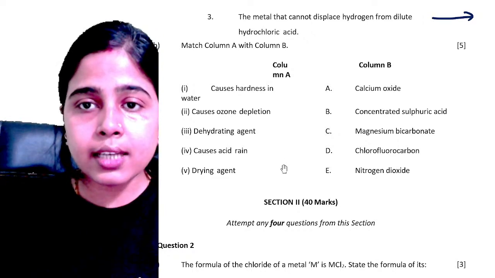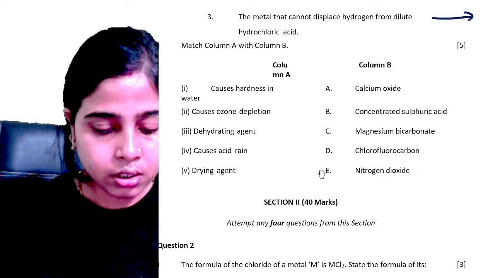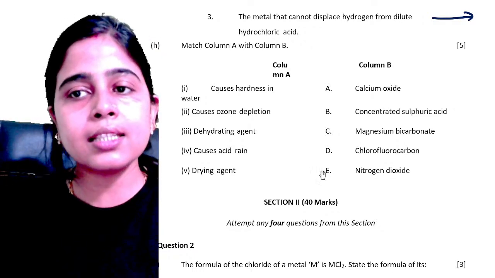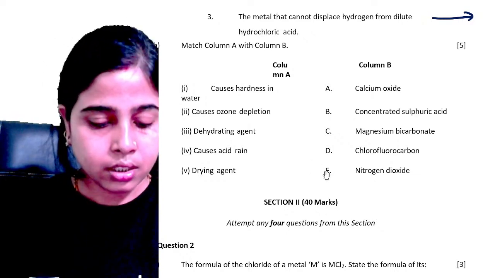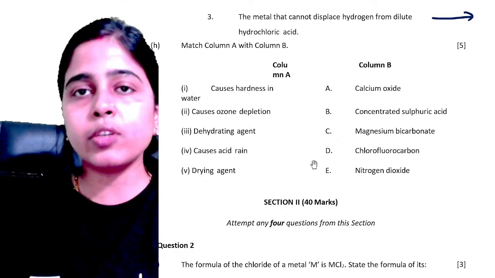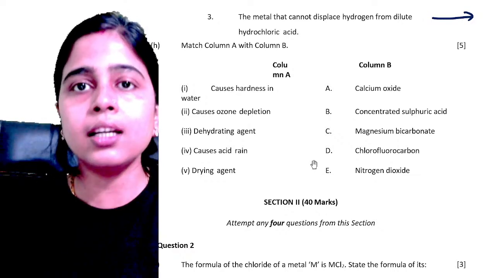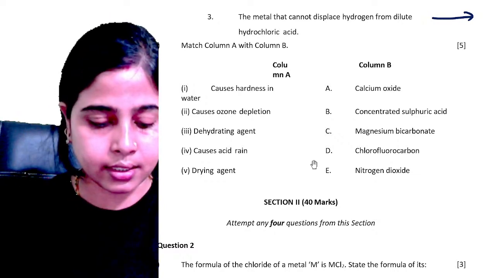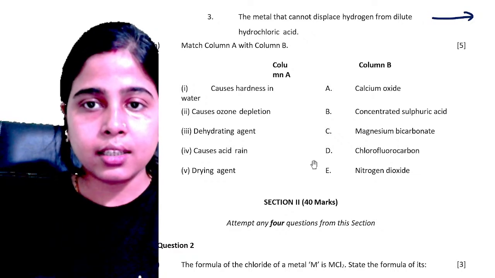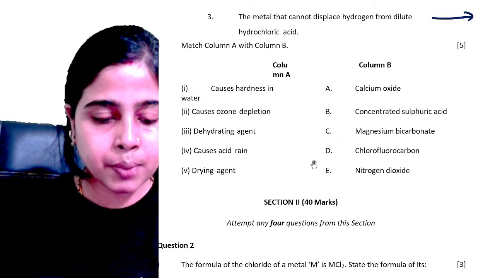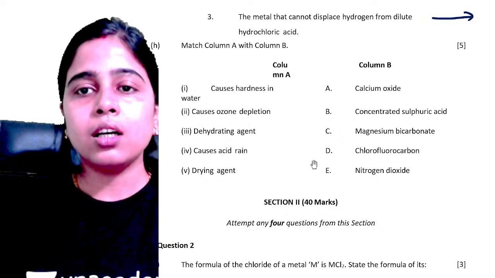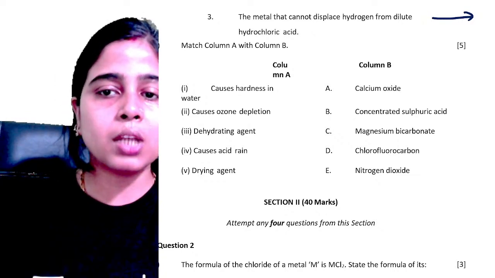Okay. Causes acid rain. This is E, no? Which of the following will cause your acid rain? This is nitrogen dioxide, no? Yes, HNO3 is not there, Harsh. So it has to be nitrogen dioxide, which combines with the moisture in air and produces nitric acid. Okay? Yes. And drying agent is A. That is 5 ka A. Okay? 5 number answer is your A. Drying agent is calcium oxide. Okay? So let's do the matching over here.